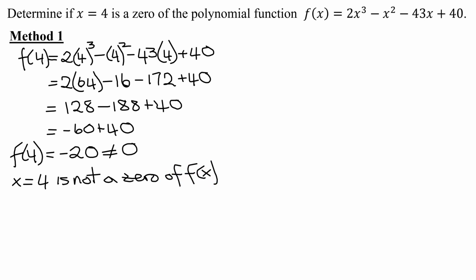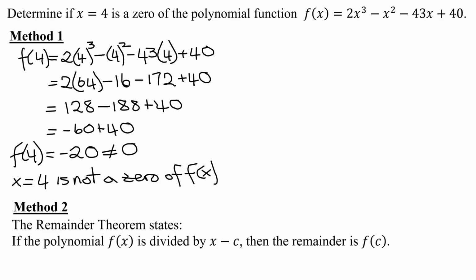Now let's take a look at the second method. The second method uses the remainder theorem that states if the polynomial f of x is divided by x minus c, then the remainder is f of c. In this problem, we are trying to find f of 4. So we're going to divide f of x by x minus 4, and we're going to use synthetic division.